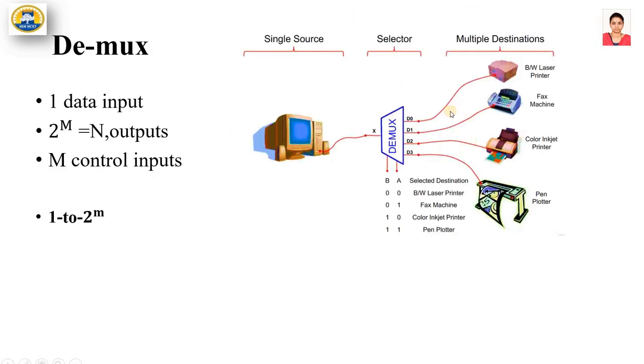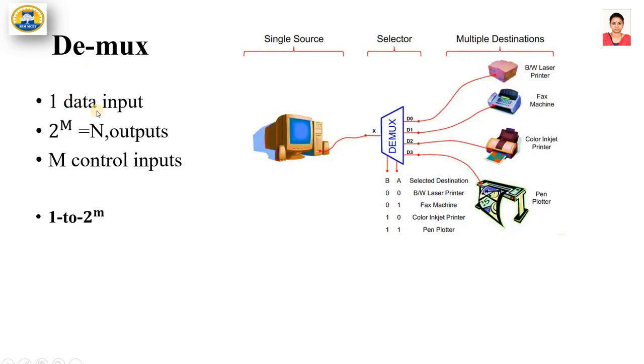So this one we have already seen. I will explain again. So here is a single source, one system, one computer, and we have multiple destinations, that is 4 outputs. These are select lines. A and B are select lines here. If the select lines have 0, 0, the information from the system will appear at the laser printer. If the select lines have 0, 1, the information X will appear at the fax machine. If it is 1, 0, the information will appear at D2, that is color inkjet printer, and so on.